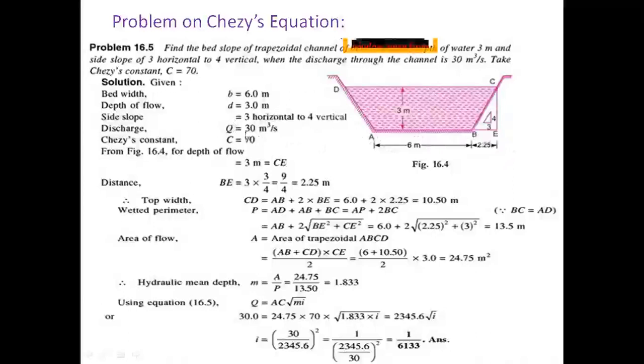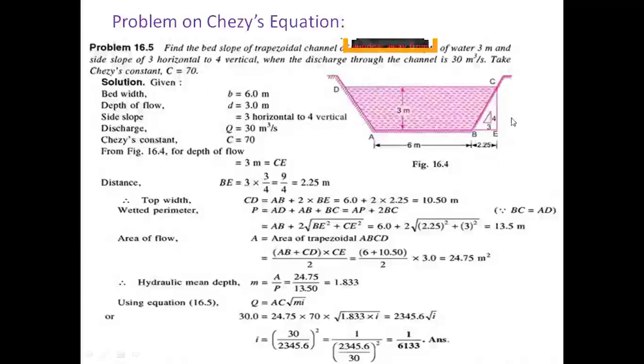But in this problem the discharge value is given. In previous problems, we were asked to find the discharge value and the bed slope was given. But in this problem it is vice versa: find the bed slope of the channel, small i, and the discharge value is given. So here the breadth of the channel is 6 meters, the depth of the channel is 3 meters, and the side slope of the channel, side slope means BE, is given.